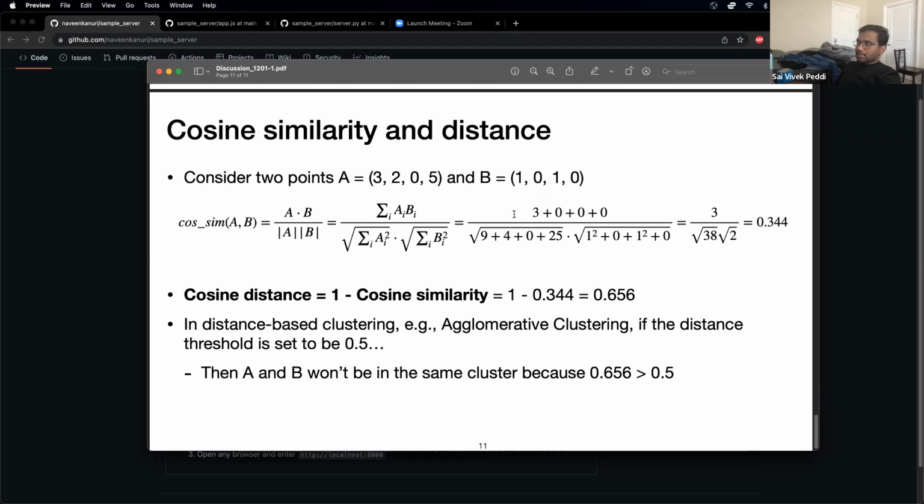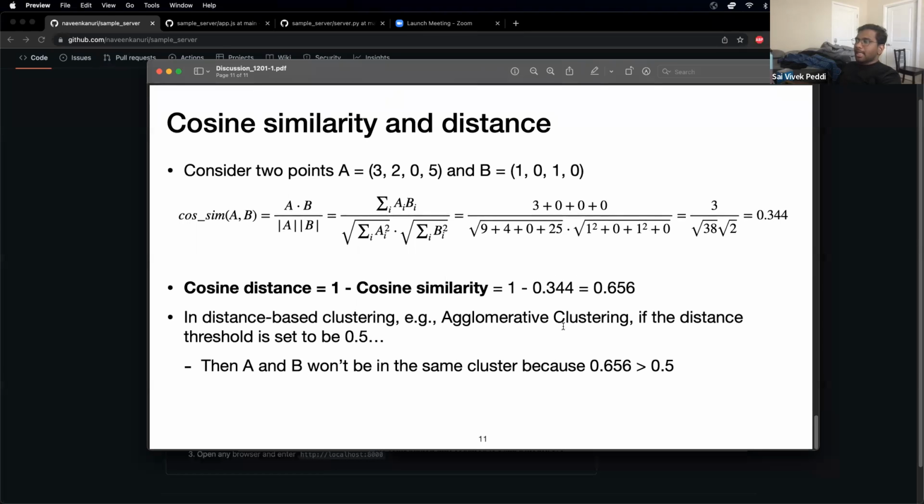So for these 2 points, to calculate the cosine similarity, it is 3 into 1 plus 2 into 0 plus 0 into 1 plus 5 into 0. So basically it's 3 divided by the square root of 3 squared, 9, plus 4 plus 25, and 1 squared plus 1 plus 1. So overall the value of cosine similarity is 0.344. And the cosine distance is 1 minus the cosine similarity.